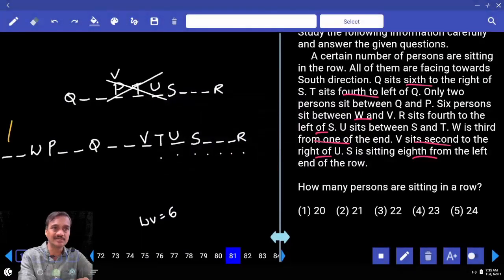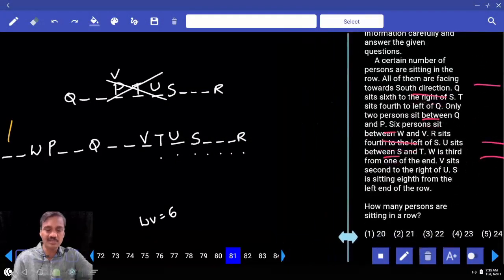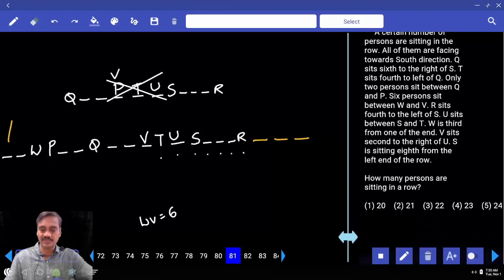That is the right hand side of the row. And so the left hand side of the row comes here. And S is 8th from the left. 1, 2, 3, 4, 5, 6, 7. Is that right? S is sitting eighth from the left end of the row.